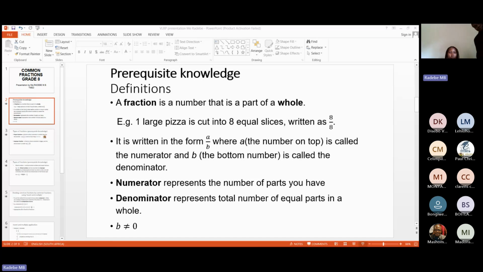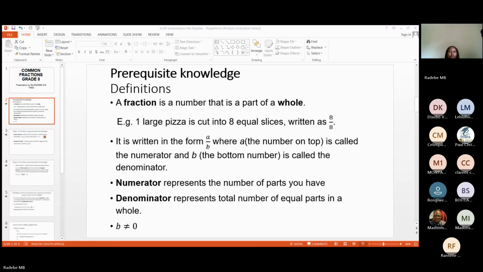Okay, moving on. Now let's get down to dividing common fractions by common fractions, as it is the requirement in the ATP of grade 8. So we are going to use a method called invert and multiply to do this.